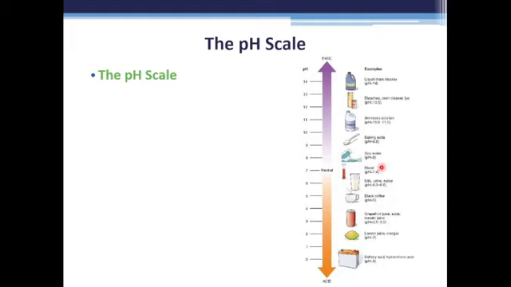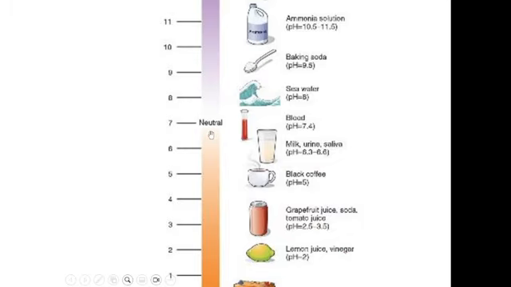This means that small changes in pH represent large chemical changes. Okay, here are some things to take note of. Pure water has a pH level of 7. So that's neutral. And the pH level of blood is between 7.35 and 7.45. As you can see here in the picture, it's the average of that.